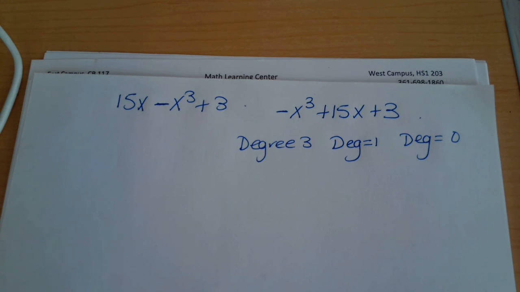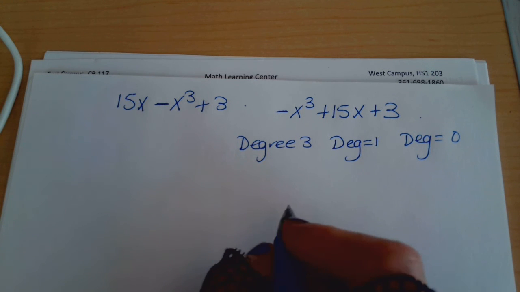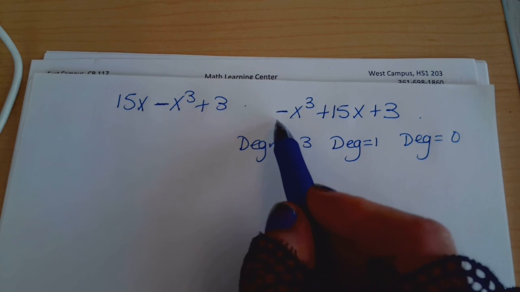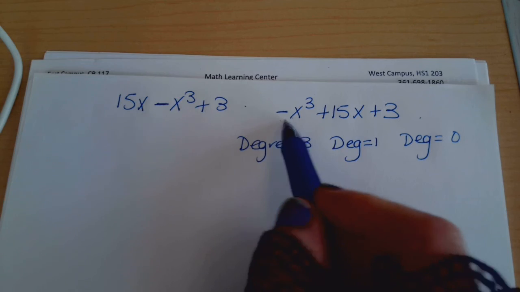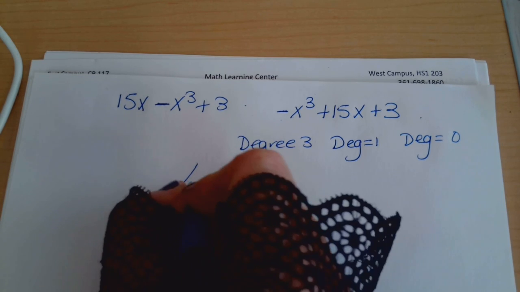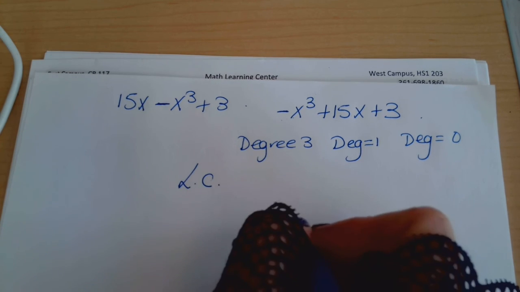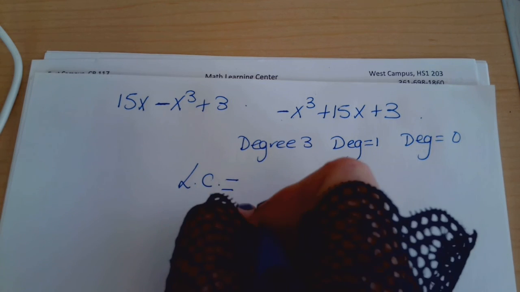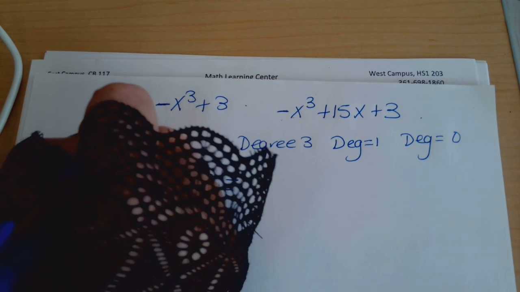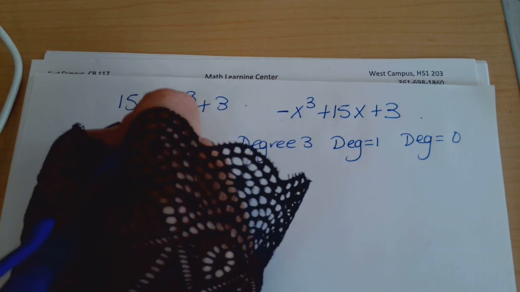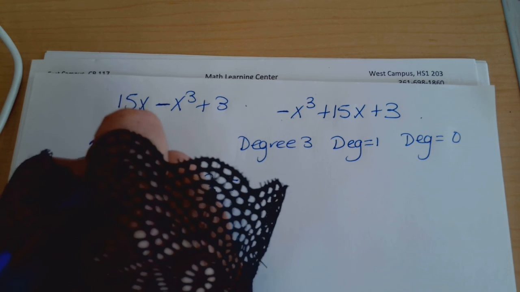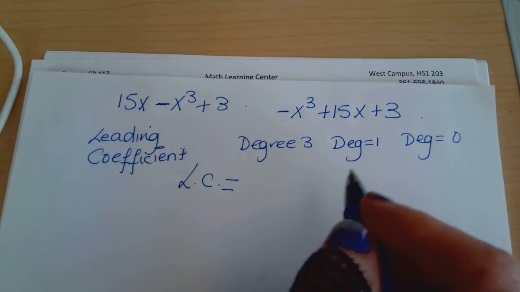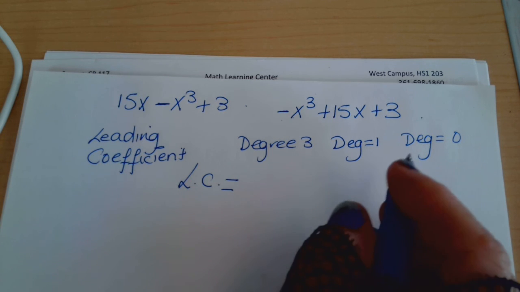Also, identify the leading coefficient. The one with the highest degree is the x to the third. The leading coefficient is the number in front, and I'm going to put LC for leading coefficient because I don't want to write out leading coefficient all the time. So LC means leading coefficient, and I'll write it out here so you see it one time. Hopefully I've written that right. Let me check. Yep. Okay, good.